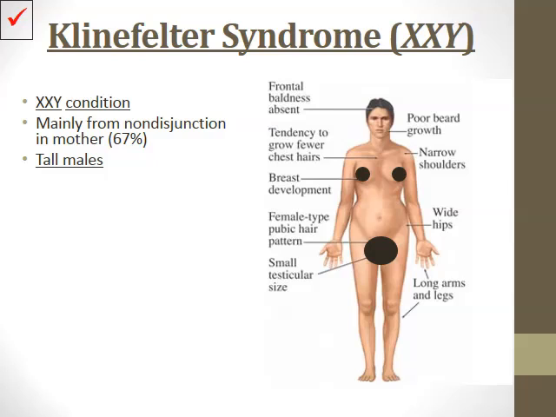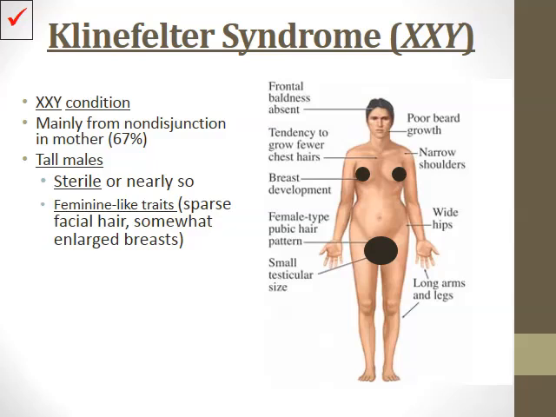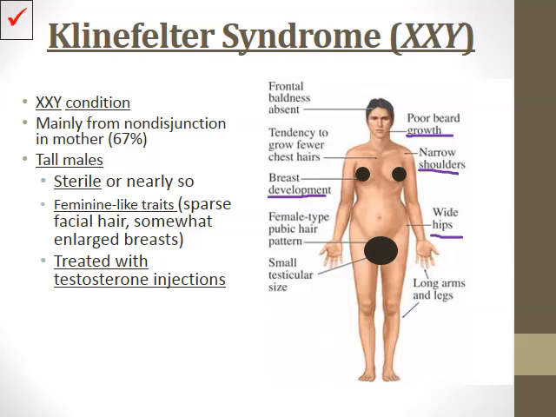This results in abnormally tall males that are sterile, or nearly so, they can't reproduce. And they have many feminine-like traits. For example, sparse facial hair, somewhat enlarged breasts, very narrow shoulders, wider hips. And this can be treated with testosterone injections. To try and balance out the excess amounts of estrogen in the body, they go ahead and inject the individual with testosterone, which is normally produced in the testes, the male hormone.